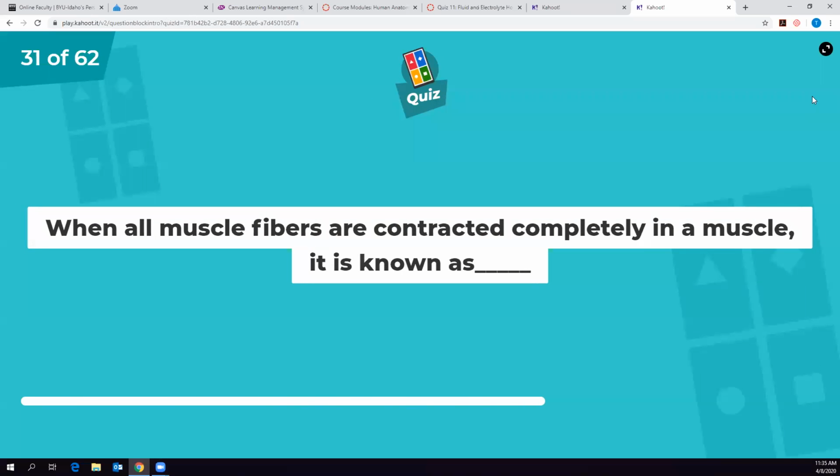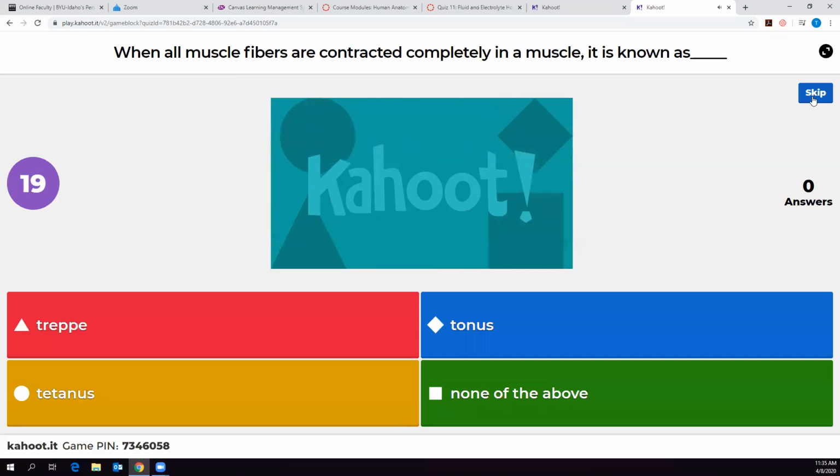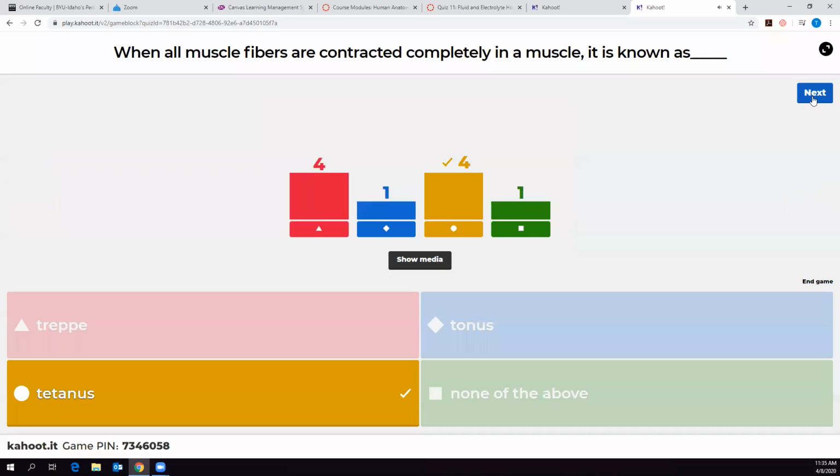Okay, when all the muscle fibers are contracted completely in a muscle, it is known as? Sorry about that. It is known as tetanus. Not treppe, because they relax when we're not even contracting. We don't even have to come close to contracting all of them in treppe. Okay, so tetanus.